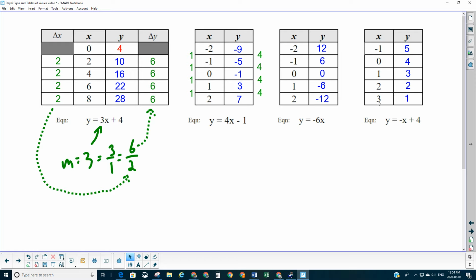Test it out, plug in a 3. -3 plus 4 is 1. If you put in a -1, what's negative times negative? That's +1 plus 4 is 5.